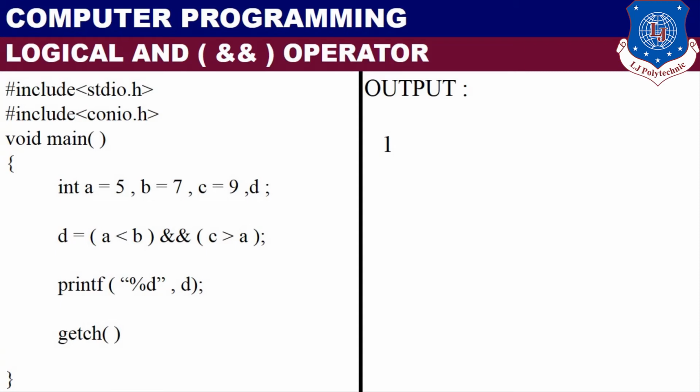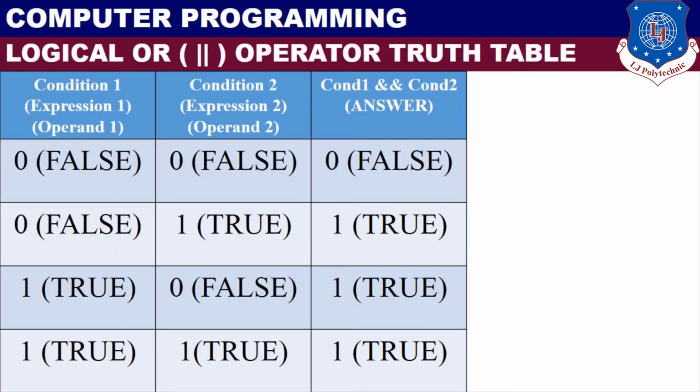Now let's move on to logical OR. In logical OR, the truth table is like this. If both expressions are true, then the answer will obviously be true. If one of them is true, then the answer will be true. Only in one condition will the answer be false, and that is if both conditions are false, then the answer will be false. In the rest of the conditions, the answer will be true.